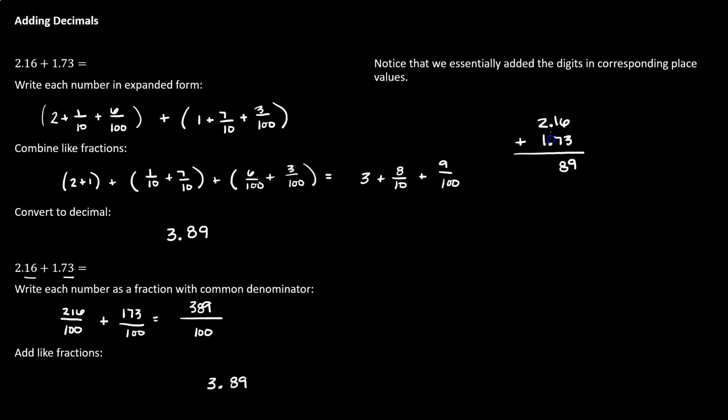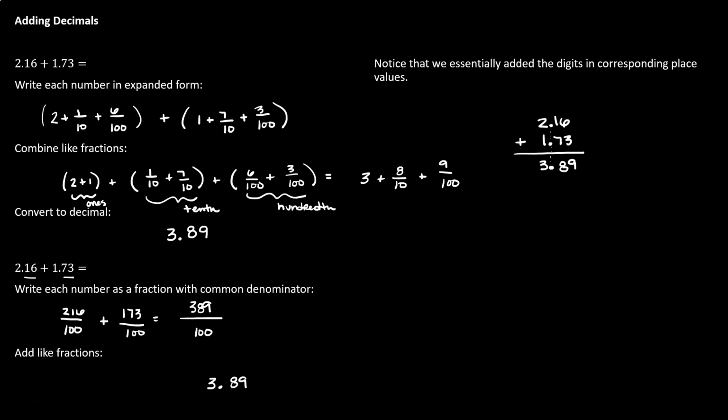We're going to copy down our decimal so that we can preserve the place value each digit is in, and then we'll add the whole numbers in the one place. 2 plus 1 gives us 3. And the reason why we know we can do that is because when we converted these decimals into fractions, we saw that we were really adding the corresponding place values. Notice we added the ones, we added the tenths, we added the hundredths. And when we add like fractions, we're just adding the numerators, which happen to be the digits that are in each of those place values.